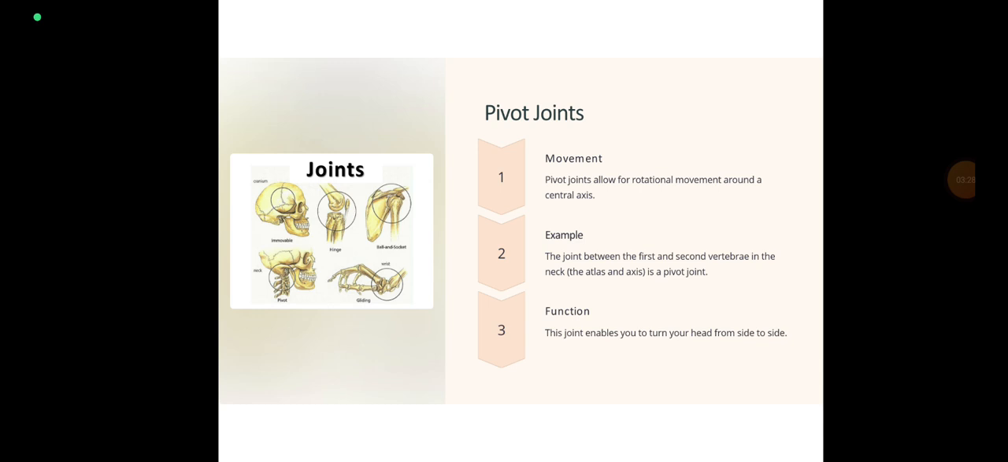Pivot joint. The pivot joint allows for rotational movement around a central axis. This joint allows movement in only one plane. In a pivot joint, one bone is of rounded or pointed shape, to which the other bone is attached. The rounded bone is fixed and the other bone rotates over it. For example, the atlas and axis joint. Function of the pivot joint: this joint enables you to turn your head from side to side.